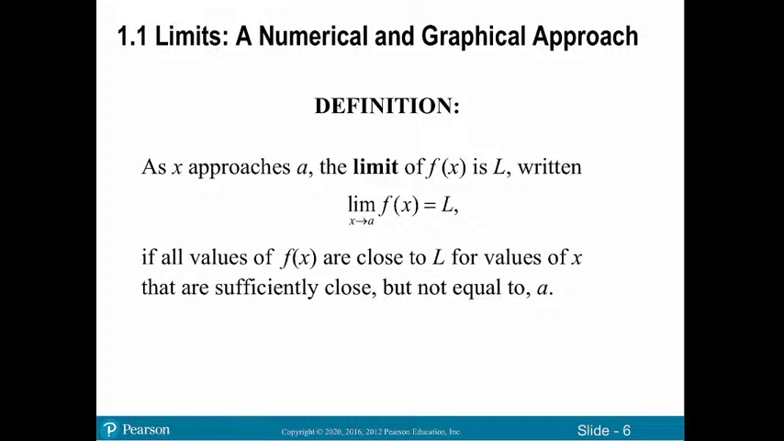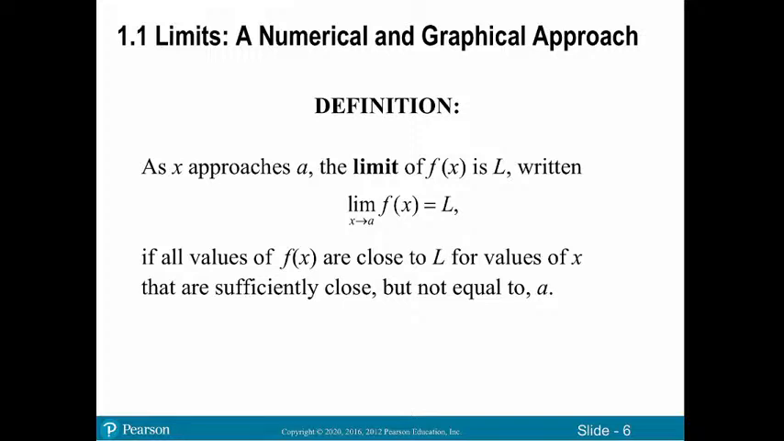So let's introduce this definition. As x approaches some number a, the limit of f of x is L, written as the limit as x approaches a of f of x equals L, if all values of f of x are close to L for values of x that are sufficiently close to, but not equal to, a.